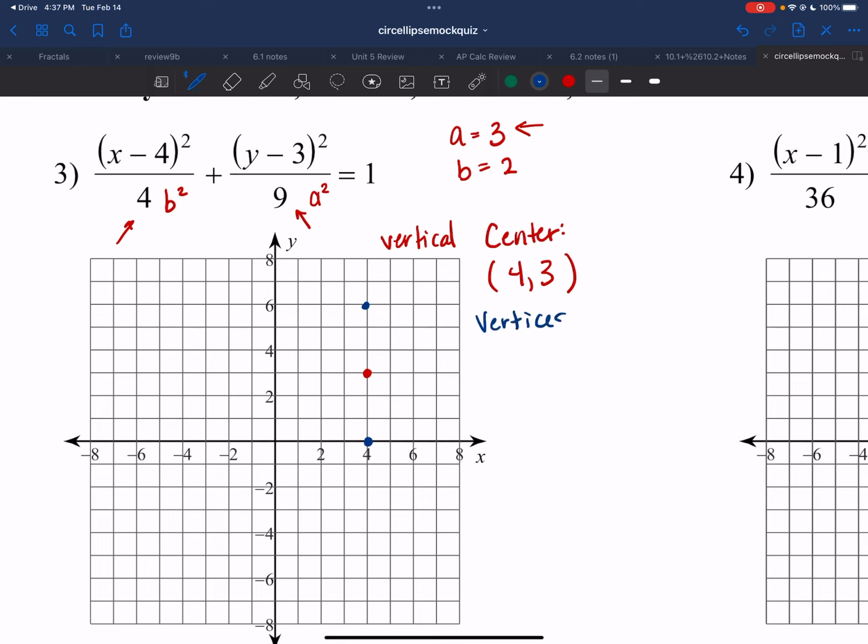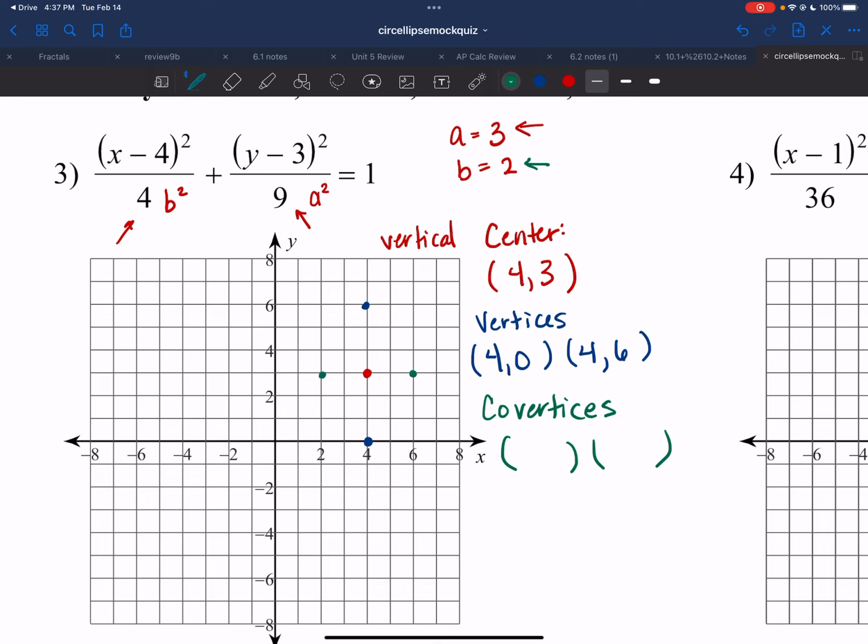Okay, so my vertices, there's 2 of them. There's a top one and there's a bottom one. And what I'm going to do is just really look at where on this graph they're located. So I have 4, 0 for that vertex. And then I have 4, 6 for my other vertex. So those are my vertices. And then I have what's called co-vertices. And the co-vertices are from my minor axis, or the short side of my ellipse. And so that is based off of b. So I have 2 going on either side.